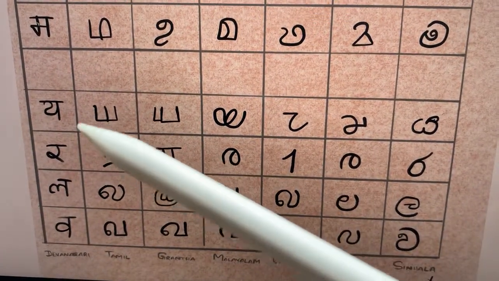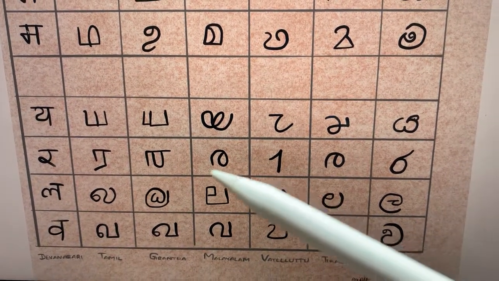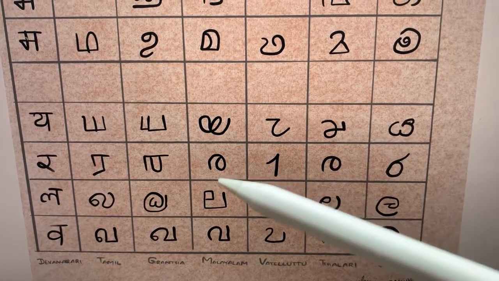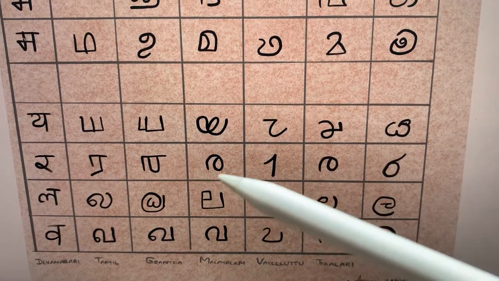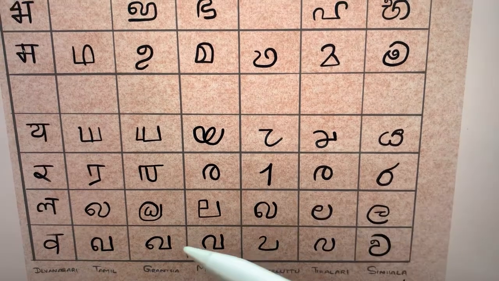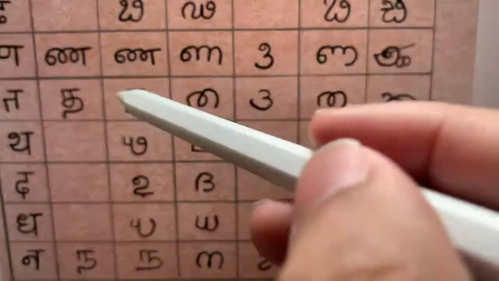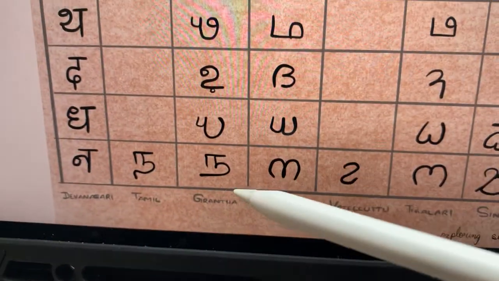And then you have the ya, ra, la, va. There are different variations. Now in Malayalam, there is another ra. This is a ra and there's a ra. They have two letters for that. In Tamil, over here, ta, tha, da, dha, na.